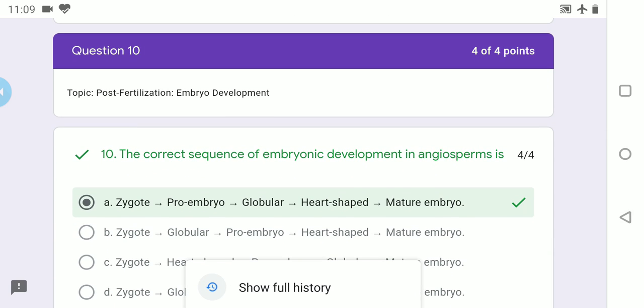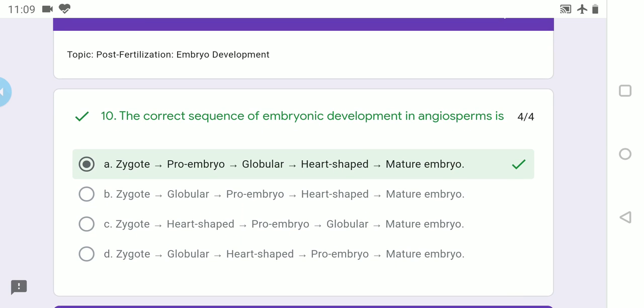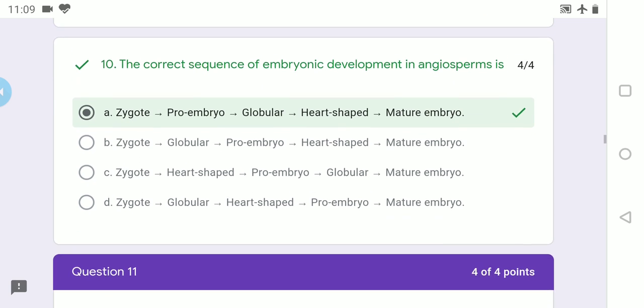The next question. The post-fertilization. This is also a question related to embryo development only. The correct sequence of embryonic development in angiosperm is, you know, while we are discussing the stages in embryo development, especially in dicots, if you have a textbook, just open and see. First we can identify the zygote diagram, isn't it? Then the two-celled stage, then the pro-embryo stage, then it turns into the globular embryo stage, then the heart-shaped embryo, which will consist of the suspensor.